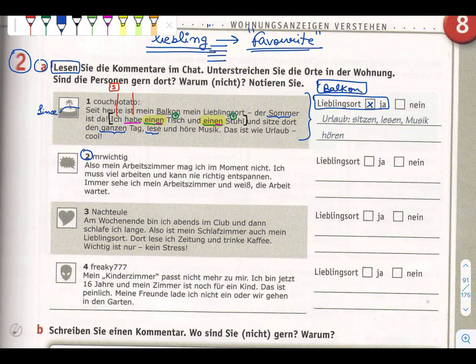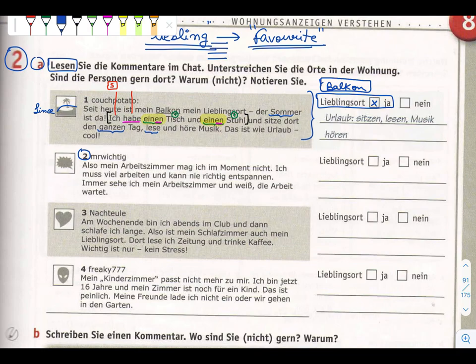Also mein Arbeitszimmer mag ich im Moment nicht. Now what does this mean? Also mein Arbeitszimmer mag ich im Moment nicht. Also, in this moment I don't like my working room.